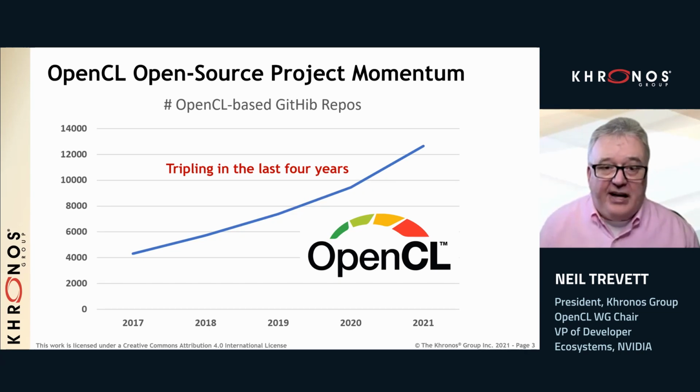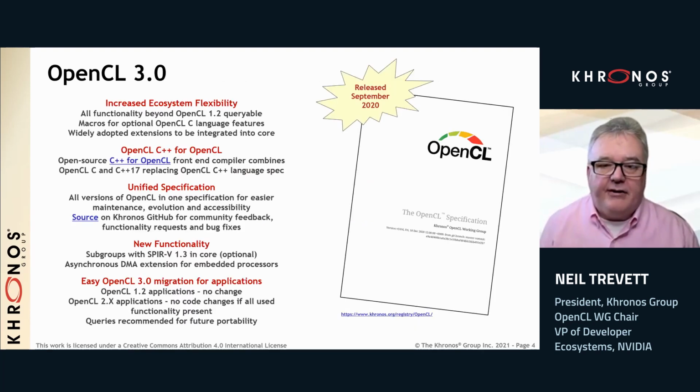But first, as is now the IWOCL tradition, we have updated the trend line of the number of open source projects on GitHub using OpenCL as one indicator of how widely OpenCL is being used throughout the industry. And good news, there are now over 12,000 OpenCL related projects. That's a tripling in the last 4 years, and the upward slope is accelerating.